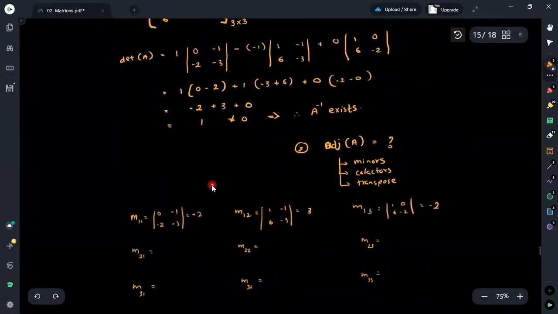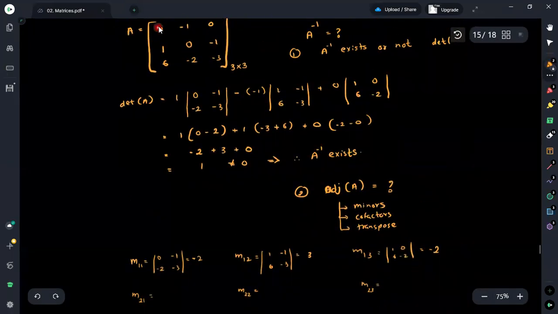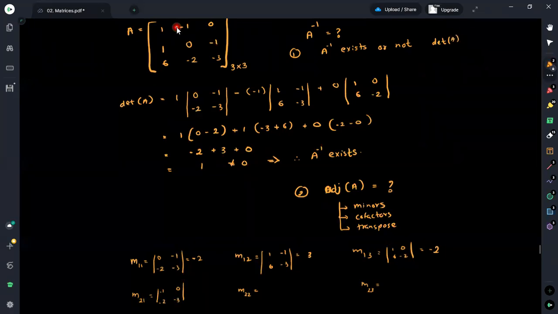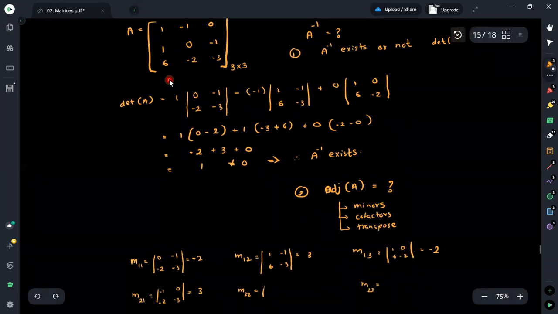Then M21, it means the second row, first column has to be cut down, then the values should be -1, -1, 0, -2, and -3. The second row with first column has to be cut down. Therefore, we will get these values, and this results in the value as +3. Similarly, we have to get the M22.